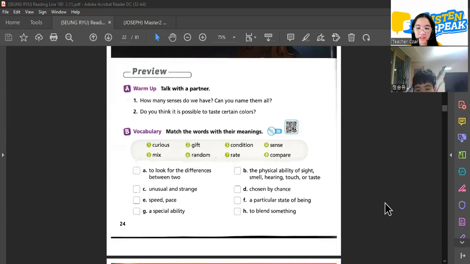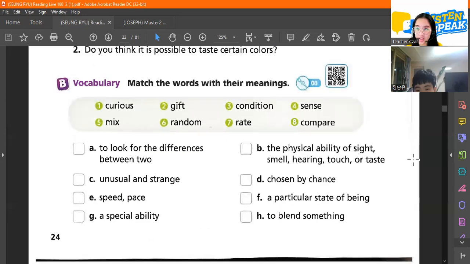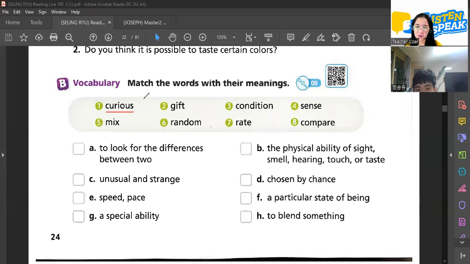So here are the vocabulary words that you are going to have. You have the word curious, or something that you want to know. Next one is mix, or to combine colors or mix some colors. Next is gift. For example, you have a gift for singing. Meaning, it is your special ability, singing.